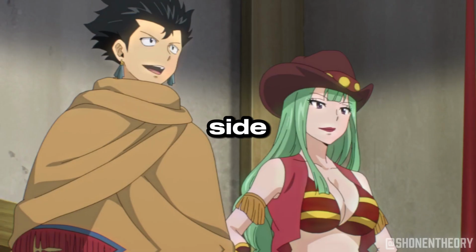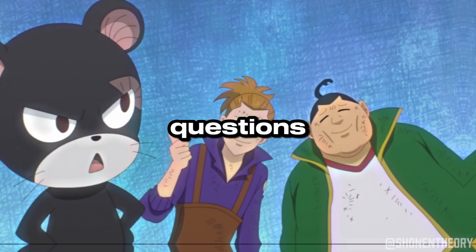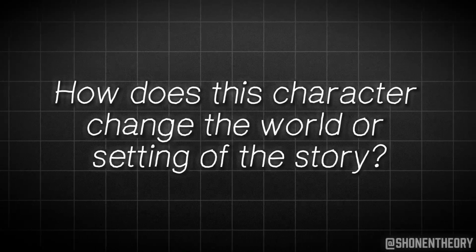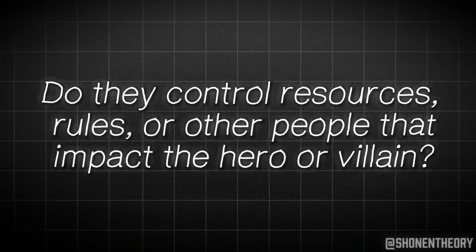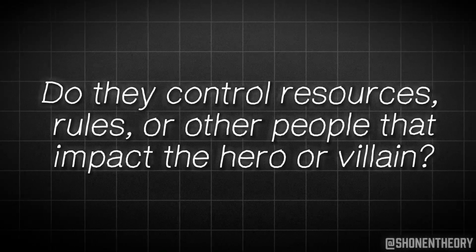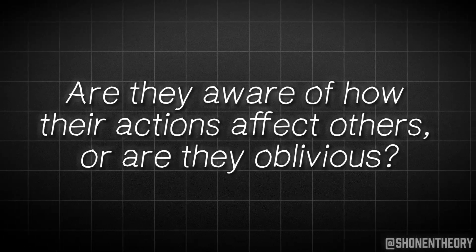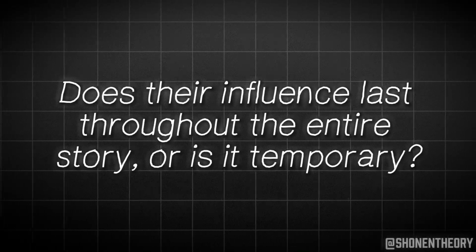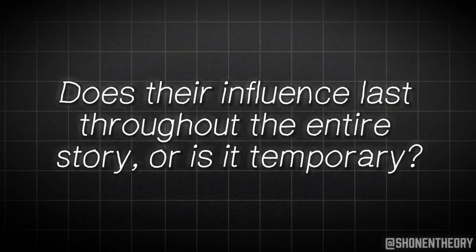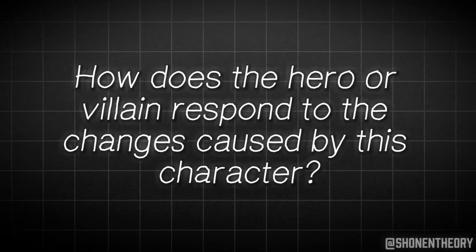Lastly, if your side character changes the environment in your story, answer these questions. How does this character change the world or setting of the story? Do they control resources, rules, or other people that impact the hero or villain? Are they aware of how their actions affect others, or are they oblivious? Does their influence last throughout the entire story, or is it temporary? How does the hero or villain respond to the changes caused by this character?